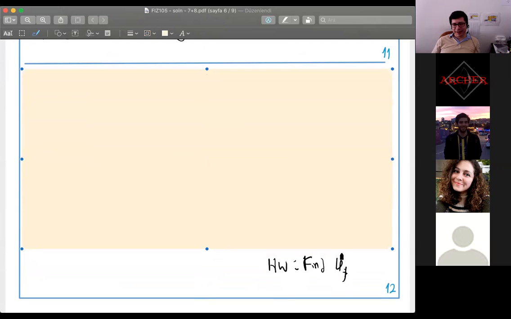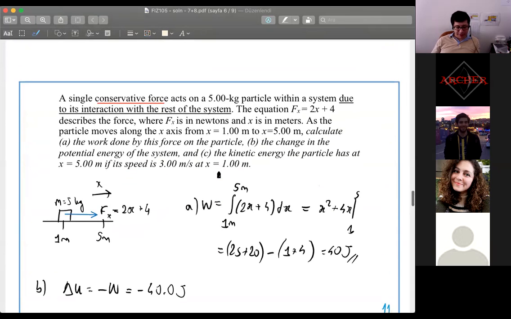Find vf. Okay, you can find the final velocity of this object.